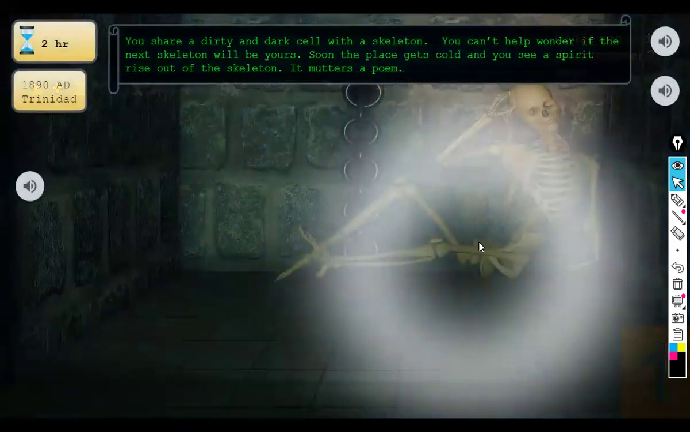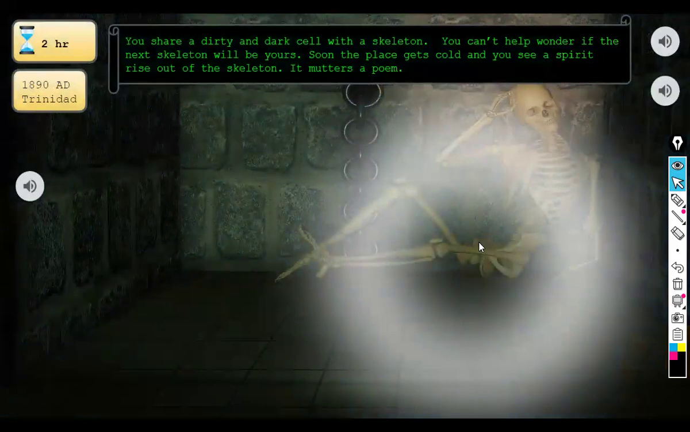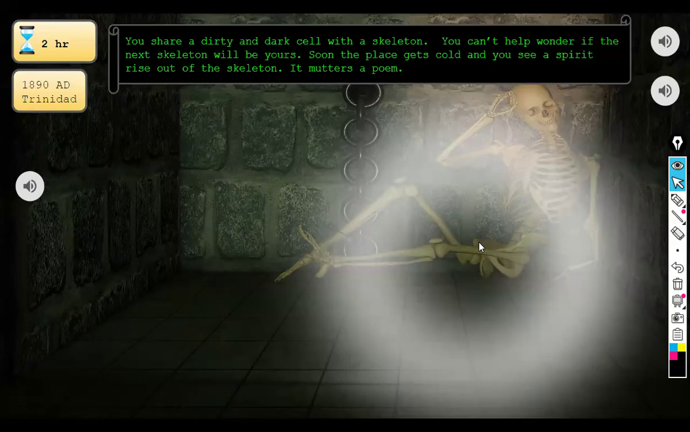So they lock you in a dirty, dark cell, right? With a skeleton. This is not good news. That means whoever was there in that cell didn't make it out alive. You can't help wonder if the next skeleton will be yours. Soon the place gets cold and you see a spirit rise out of the skeleton and it mutters a poem.